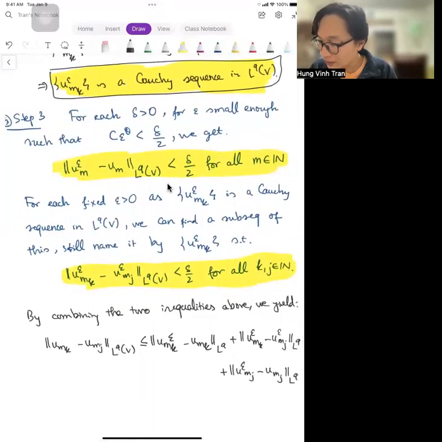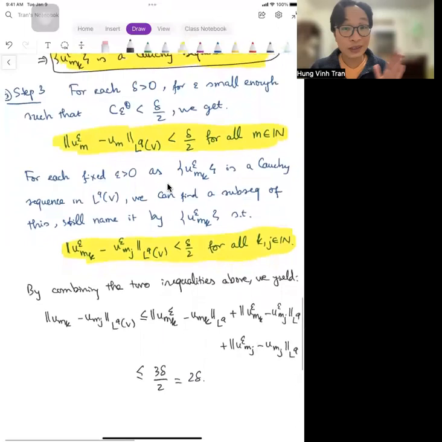So each of these is less than delta over 2. So the whole thing is less than or equal to 3 delta over 2. Okay, yeah, it should be 2 delta. Equals 2 delta. Okay. So what is cool is that you fix a delta. You can run this procedure to have a subsequence so that u_mk and u_mj are not far away from each other, right? So now for this, you can select a subsequence and use the diagonal argument, right?